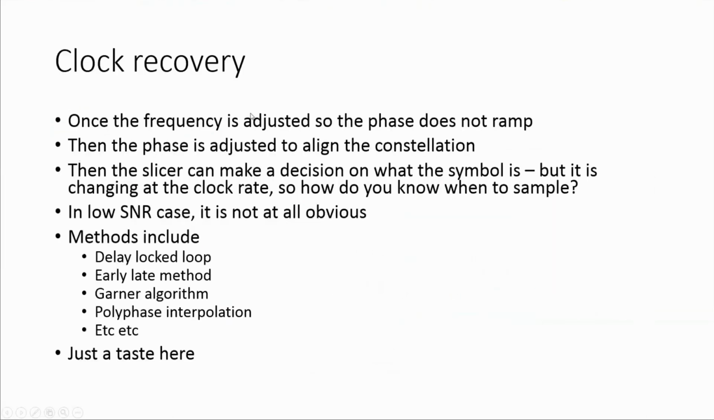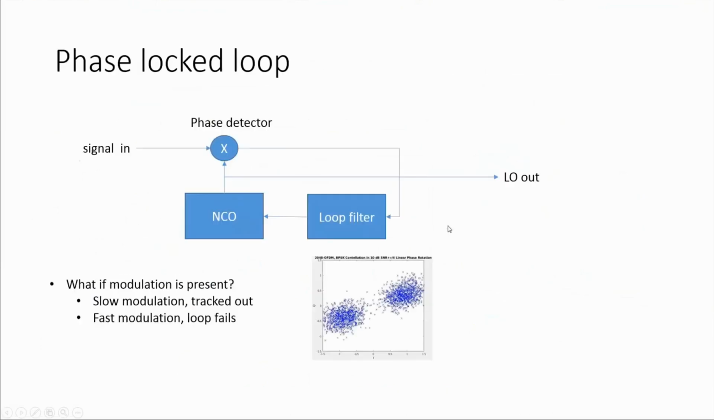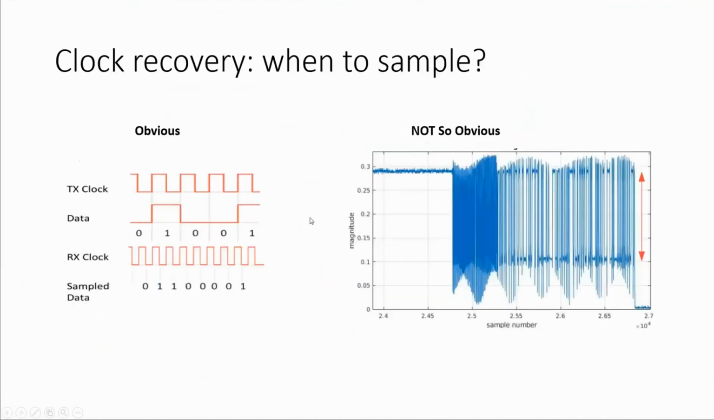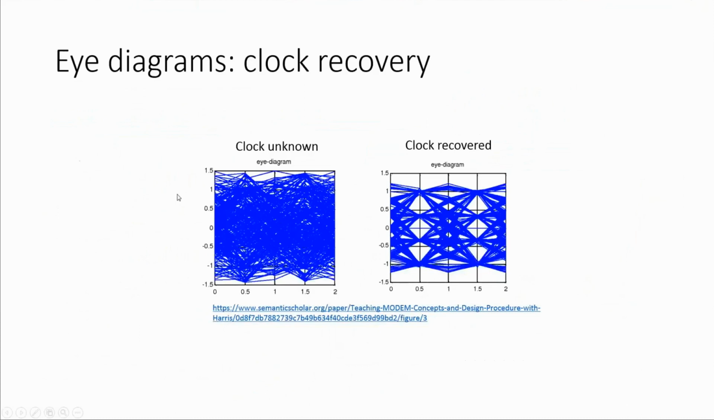We know the frequency is adjusted, so the phase is not ramping. The phase is adjusted, so the constellation is aligned. The slicer can decide, but it has to know in time when to slice. Remember, with these constellations, time is in the page. So all these things have recovered clock. If the clock wasn't recovered, it would be smeared the same way that this is smeared.